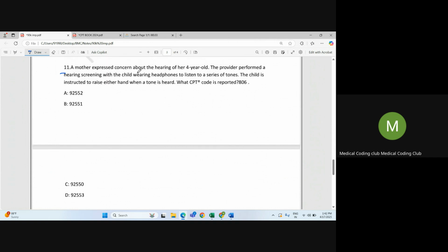The mother expressed concern about the hearing of her 4-year-old. The provider performed hearing screening with the child wearing headphones to listen to a series of tones. The child is instructed to raise either hand when a tone is heard. So this is again the procedure called pure tone audiometry, or screening audiometry. I think here they did not perform pure tone, they have only mentioned screening tone. So let's see the answer.